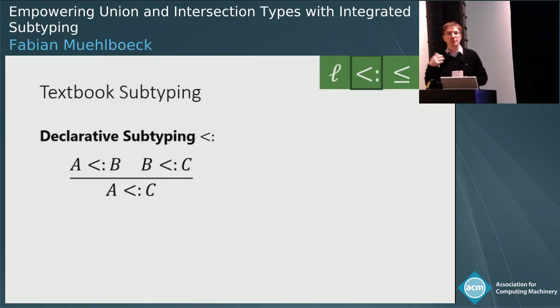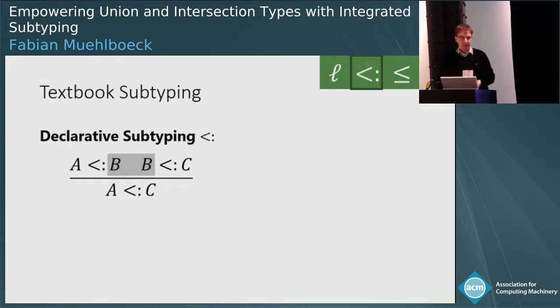Now you also want to be able to have a decision algorithm for subtyping. And this transitivity rule is a problem there because it is not syntax directed. That is, you would have to guess some middle type in order to be able to check whether this rule holds. And there is no good way to come up with such a type.